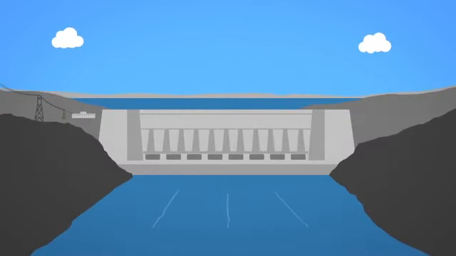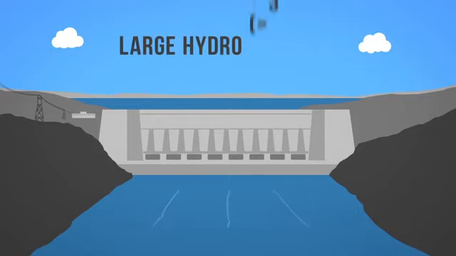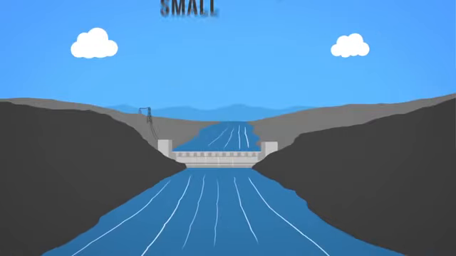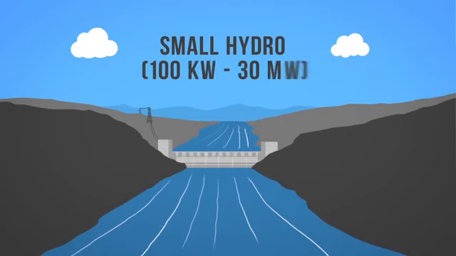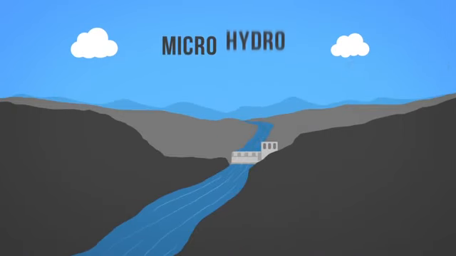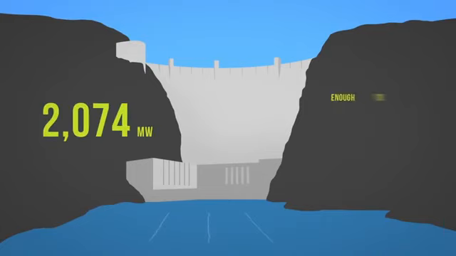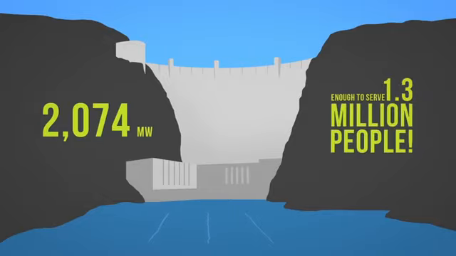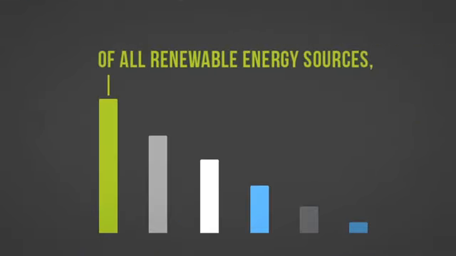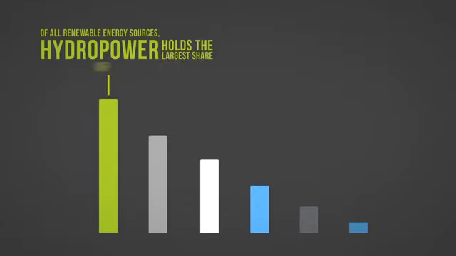There are various sizes of hydro plants that produce electricity: large hydro, greater than 30 megawatts, small hydro, 100 kilowatts to 30 megawatts, and micro hydro, less than 100 kilowatts. The Hoover Dam in the United States is a whopping 2,074 megawatts, which is enough to serve 1.3 million people. Of all renewable energy sources, hydropower holds the largest share of worldwide electricity production.